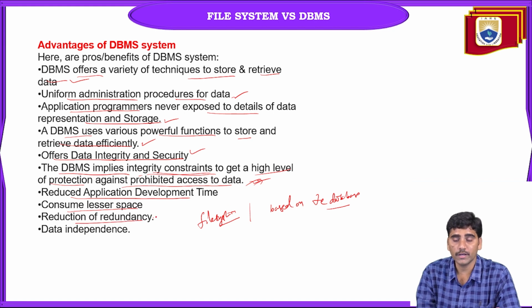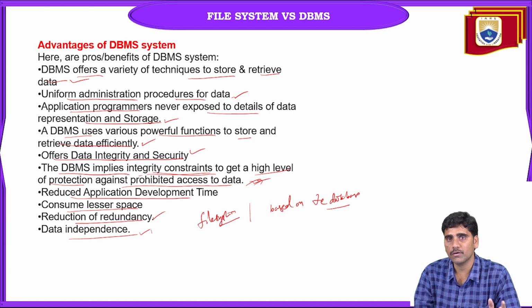So reduction of redundancy. That means it supports or applies for non-duplicates. And data independence. So tables or any data, the data is independent for all the different areas.